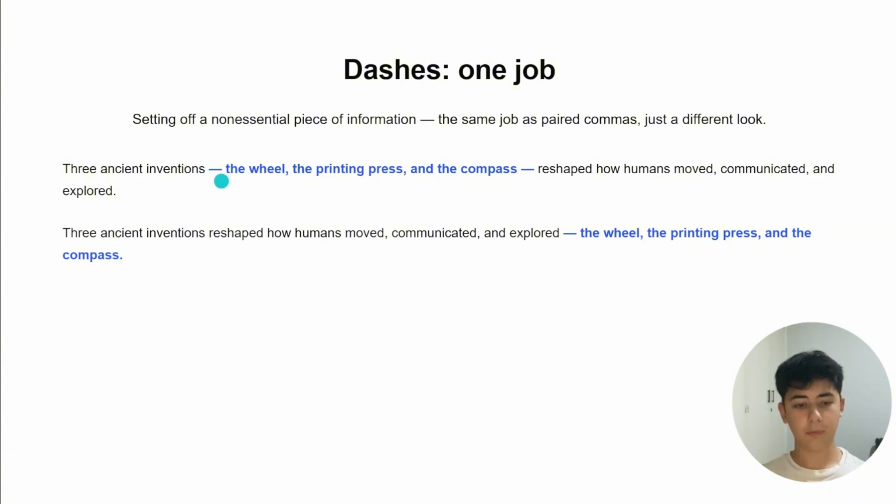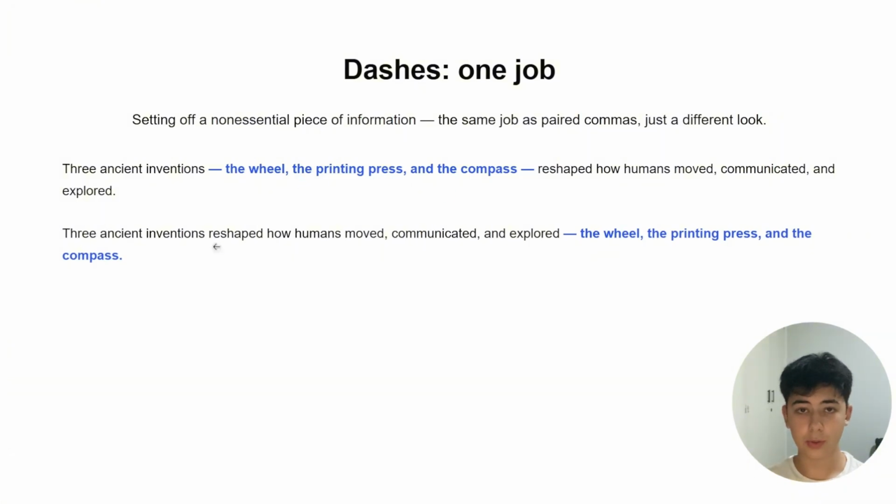Now notice how if you remove this part of the sentence here, the rest of the sentence would still make sense. You can read it without it and you'd see that, okay, three ancient inventions reshaped how humans moved, communicated, and explored. The sentence still makes sense without this non-essential phrase here.